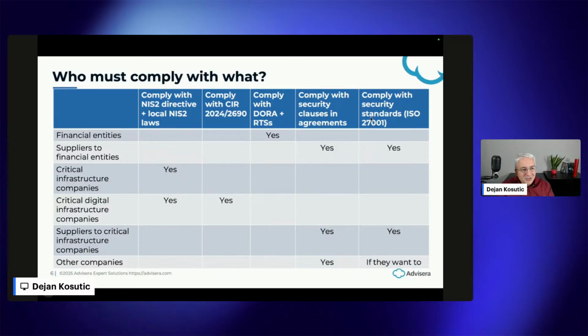Speaking of NIS2, though, when Belgium transposed NIS2 into their local legislation, they basically said that companies that want to comply with NIS2 have two options. One is Cyber Fundamentals, which you could consider a local cybersecurity standard. The second option is ISO 27001. So to complicate this story further, even if you're a critical infrastructure company in Belgium, you can go for ISO 27001 as a way to comply directly with the local NIS2 law.